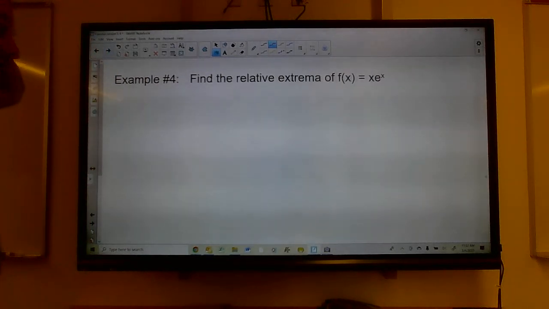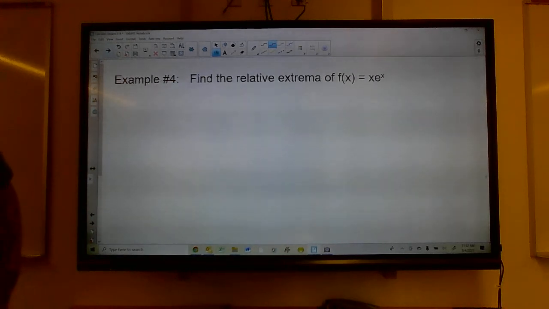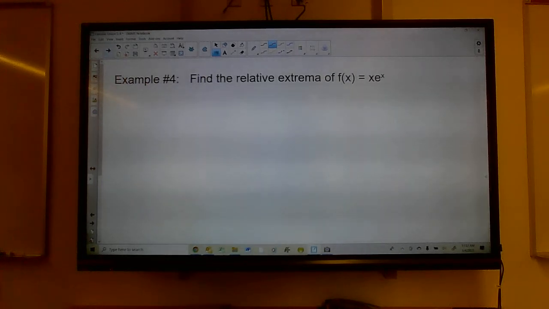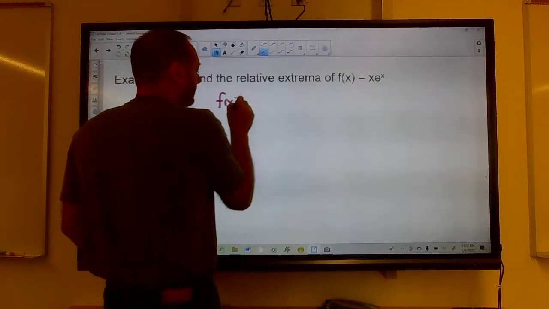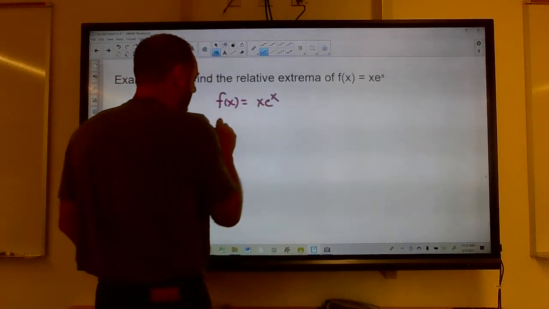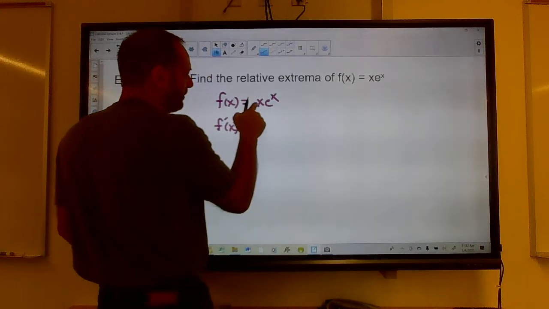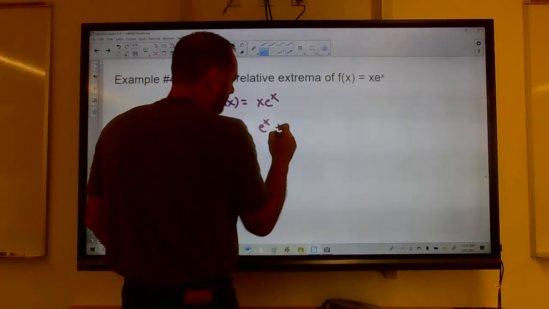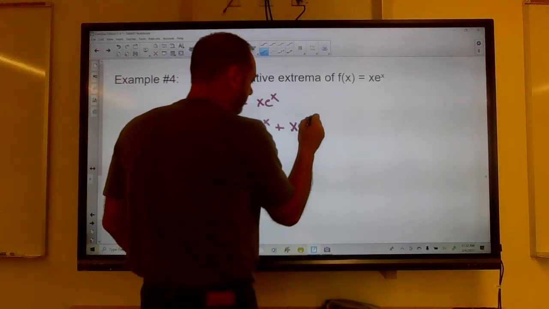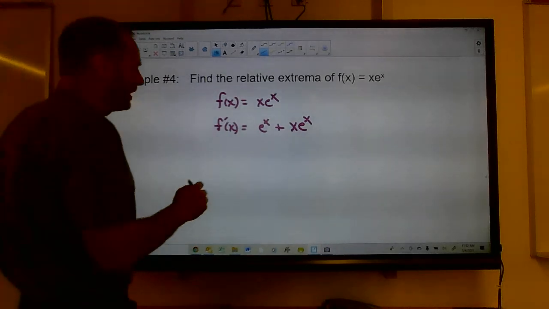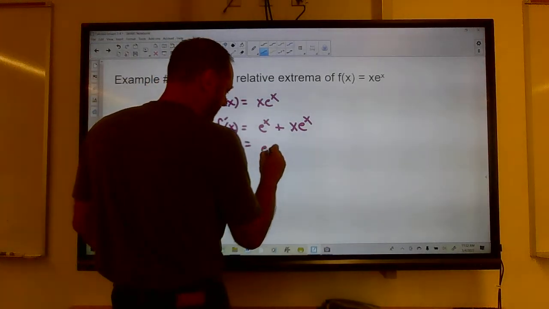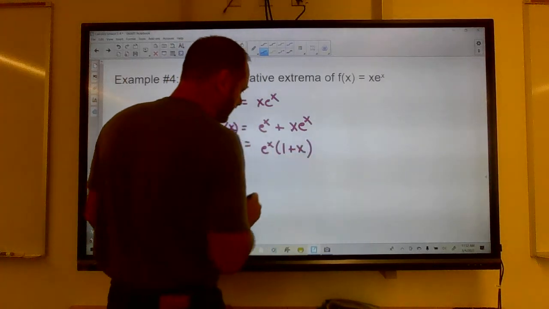Find the relative extrema of f of x equals x e to the x. Okay, so this is a product formula problem. To find the relative extrema, we got to find the derivative and then set it equal to 0, right? So if f of x is x e to the x, then f prime of x is going to be 1 times e to the x plus x times the derivative of e to the x, which is just e to the x. All right, which I could rewrite as e to the x times 1 plus x.